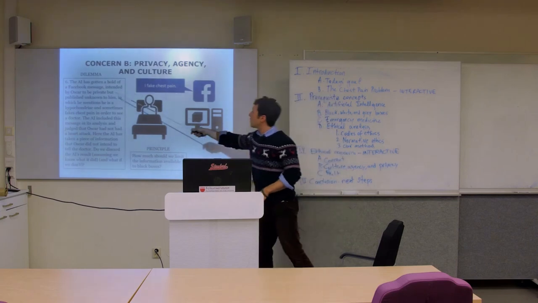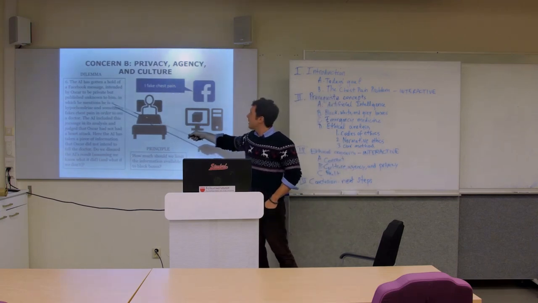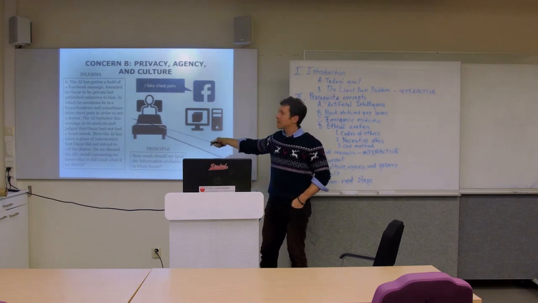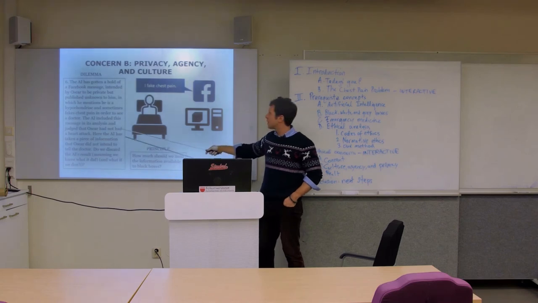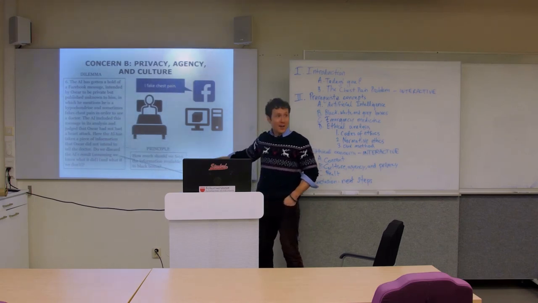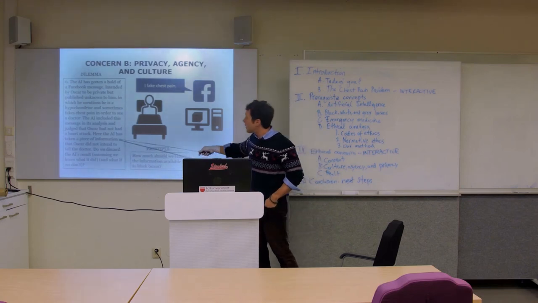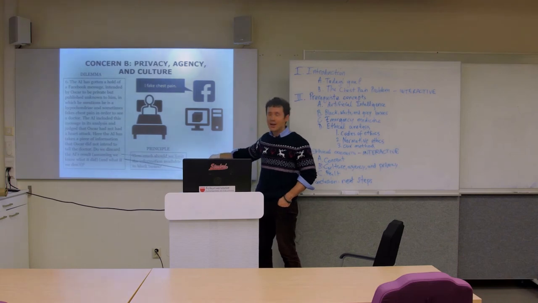The AI has gotten a hold of a Facebook message intended by Oscar to be private but published unknown to him, in which he mentions he's a hypochondriac and sometimes fakes chest pain in order to see a doctor. So the AI included this message in its analysis to judge that Oscar did not have a heart attack. Now here, the AI has taken a piece of information that Oscar did not intend to tell the doctor.